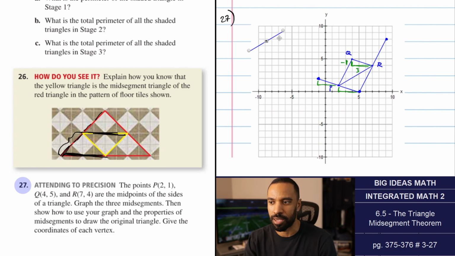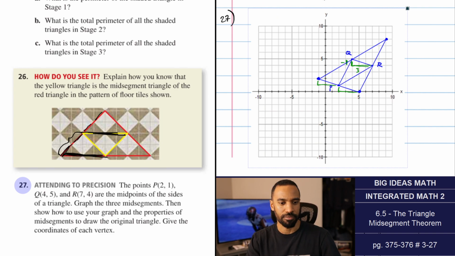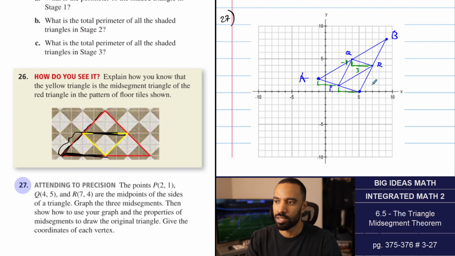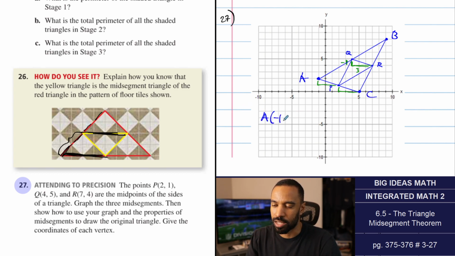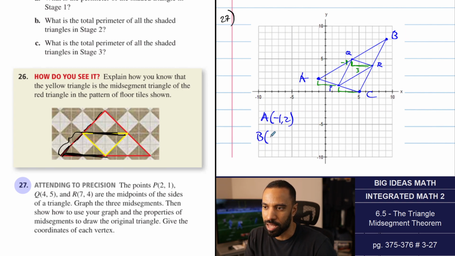Again, you don't get to copy and paste, but count it. We're going up 1, 2, 3 over 1, 2, 3, 4, 5. And then up 3 over 5 again. I'm just connecting those things up and boom. There, I get a triangle that's based off that. Now, give the coordinates of each vertex. I'm going to call this triangle ABC. So A is at (-1, 2). B is at, and it fits, (9, 8). And C is at (5, 0).